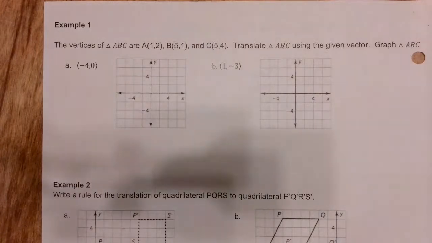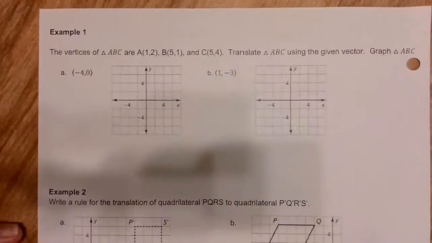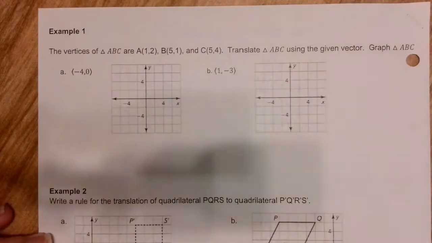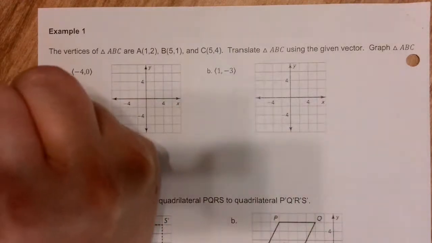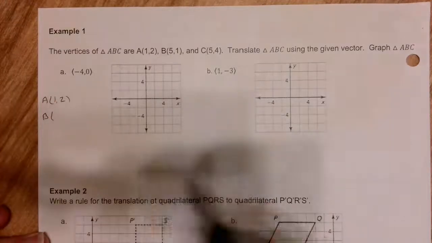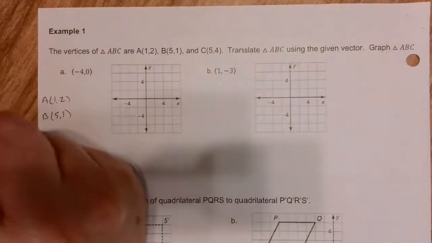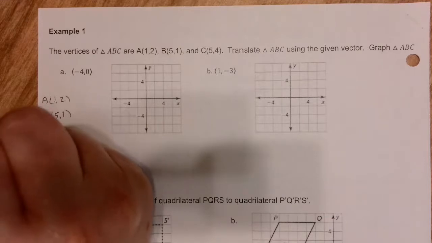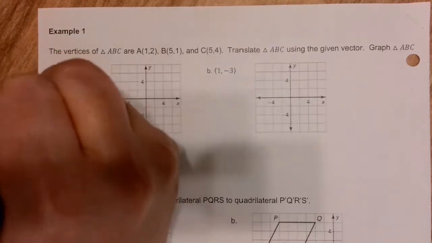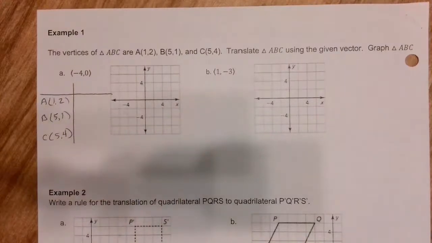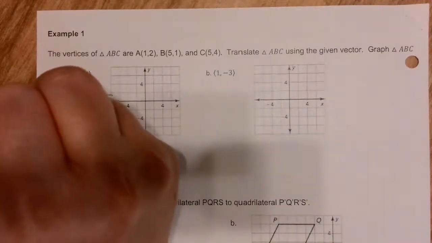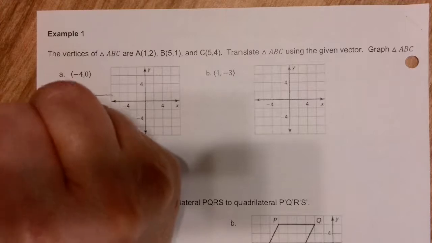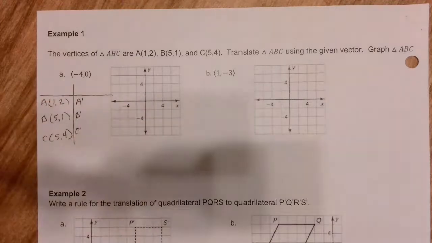So what I want you to do is when you do these problems, I want you to write down A, B, and C. So A is 1, 2, B is 5, 1, C is 5, 4. We're going to make a little T-chart here. Now, when A is moved, it turns into A prime. B turns into B prime. C turns into C prime.